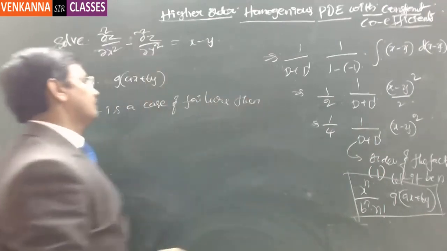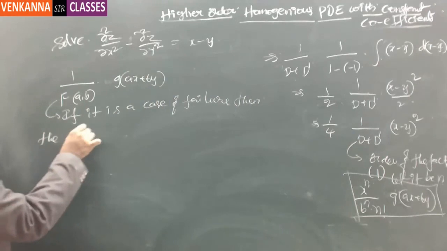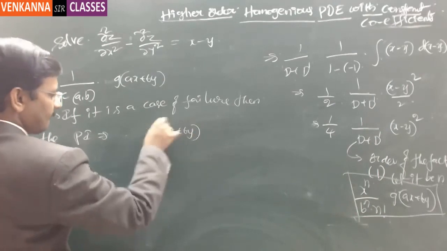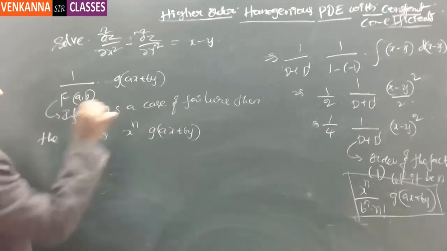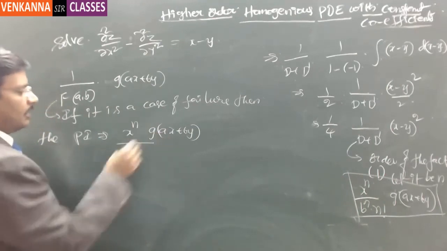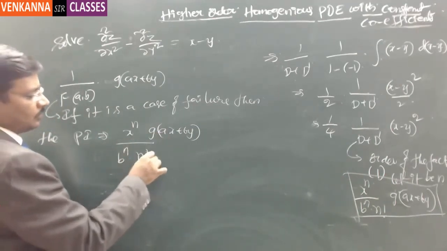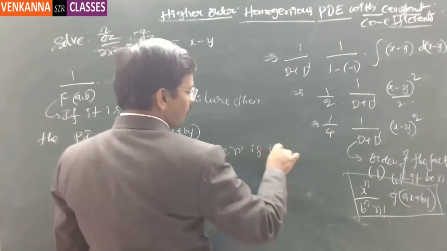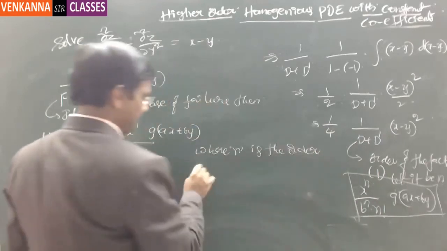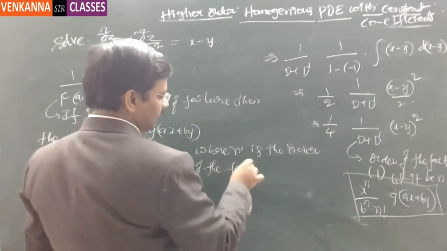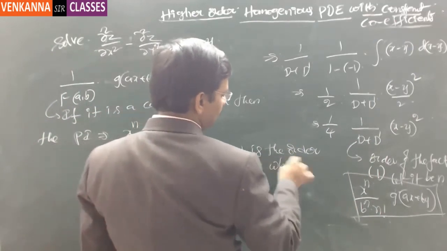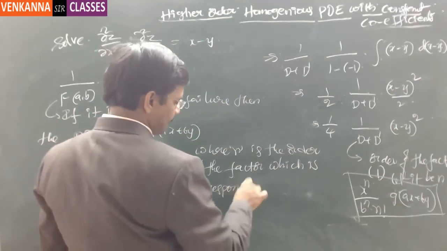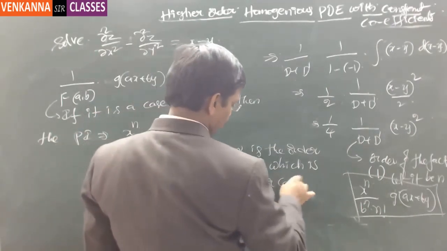then the particular integral will be, this comes as it is g of ax plus by, and then here x power n, and denominator b power n into n factorial, where n is the order of the factor which is responsible for the case of failure.